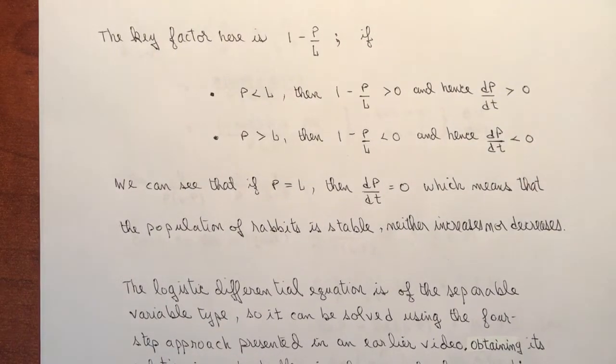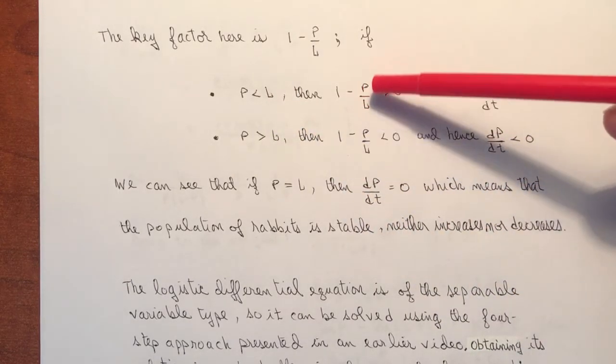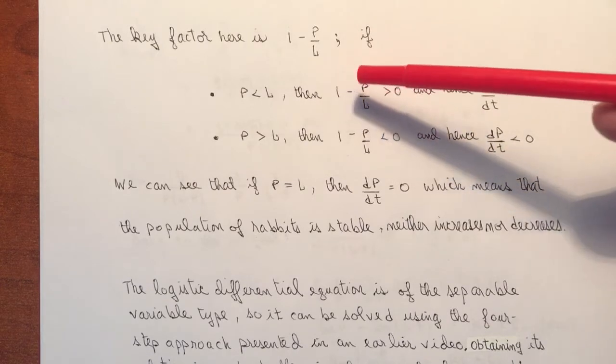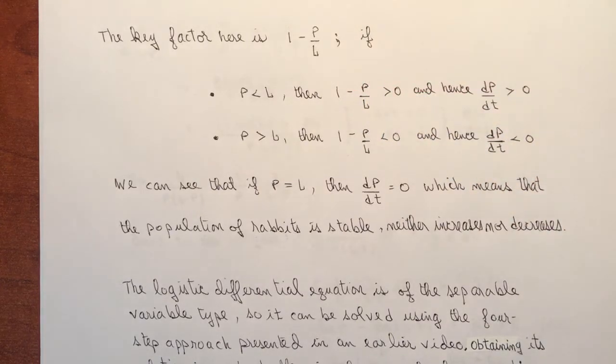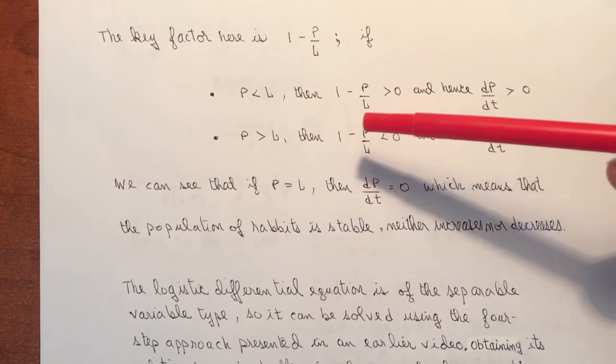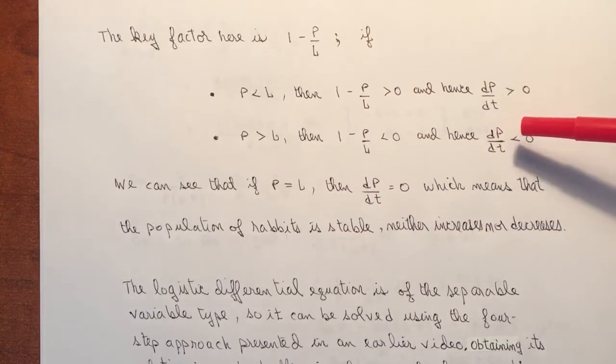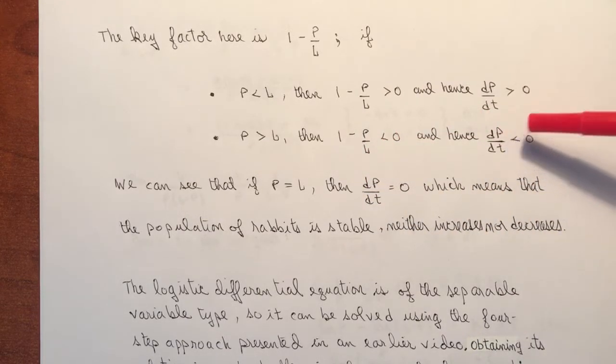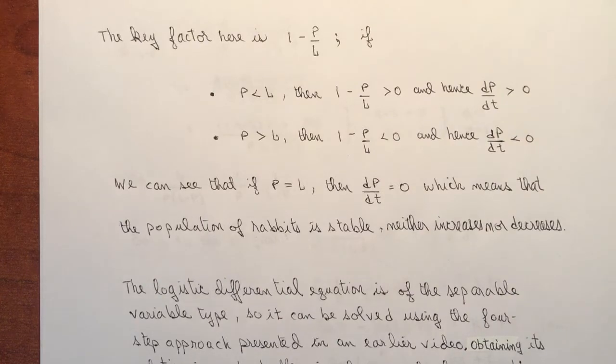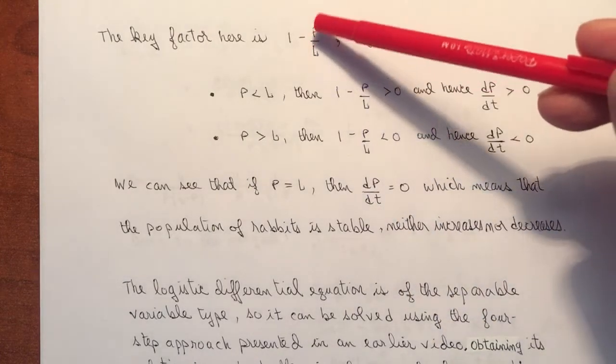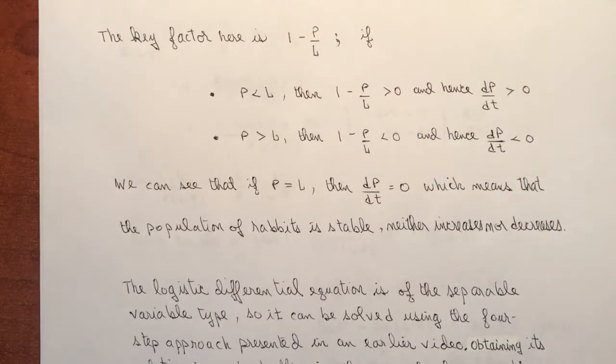Indeed, if P is less than L, that means P over L is less than 1. So 1 minus a number less than 1 will be greater than 0. So the rate of change will be positive. On the other hand, if P is greater than L, then 1 minus P over L will be less than 0, and the rate of change, dP/dt, will actually be negative. We can see that in the case where P is equal to L, this factor is 0, and then there is no growth, no increase, and no decrease for the population.